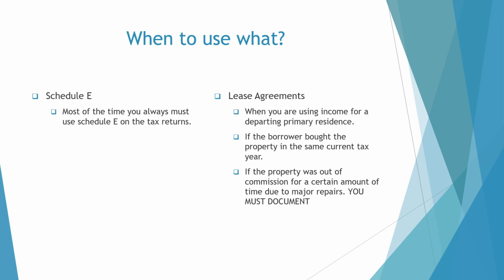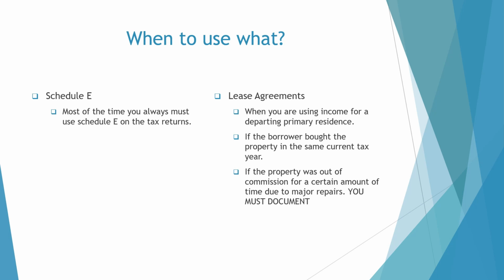You can only use a lease agreement when you are using income from a departing primary residence, meaning your borrower is moving out of their current home and turning it into a rental. If the borrower bought the property in the current tax year that we are currently in, then we can also use the lease agreement. Or if taxes are not yet due for the previous tax year, or they're extended.